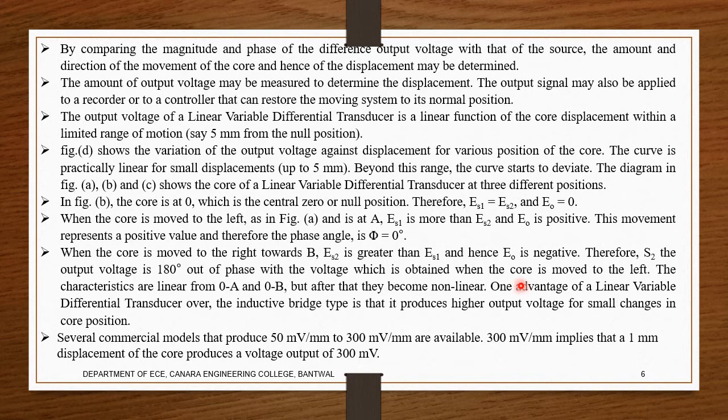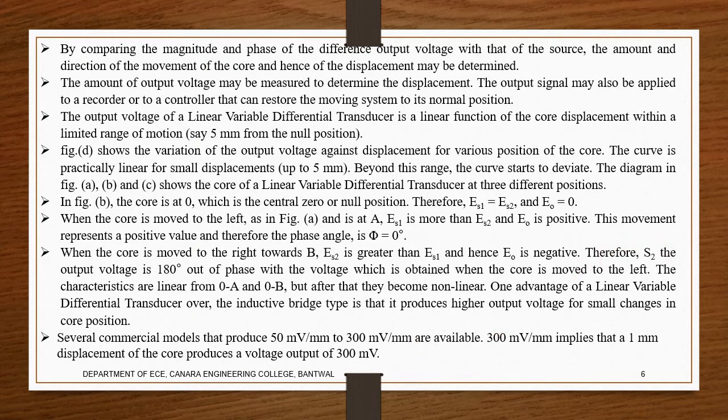If it is saying 50 millivolt per millimeter, then if a 1 millimeter movement displacement is done, at that time only 50 millivolt is generated. Like that, up to 300 millivolt per millimeter movement can be implemented.